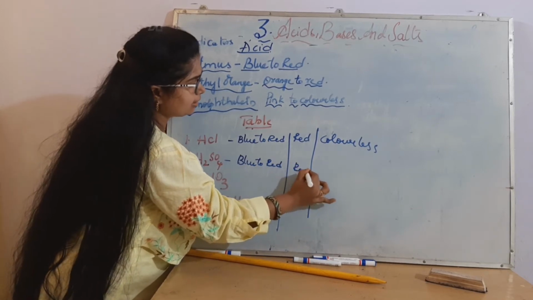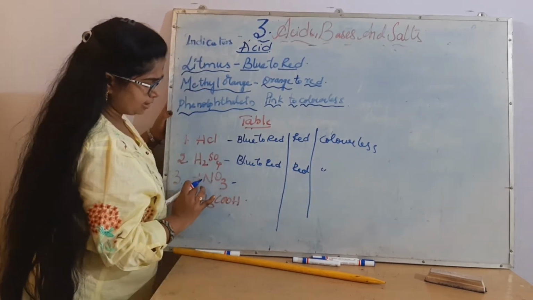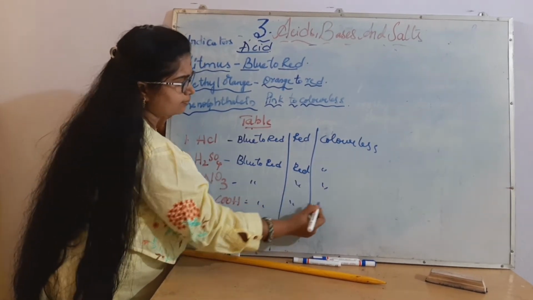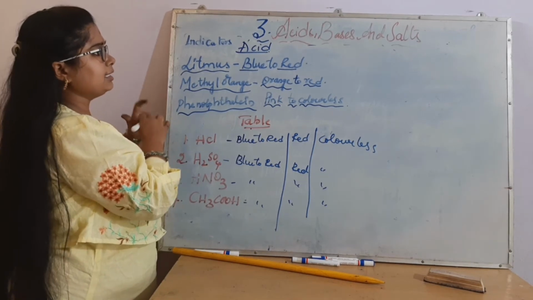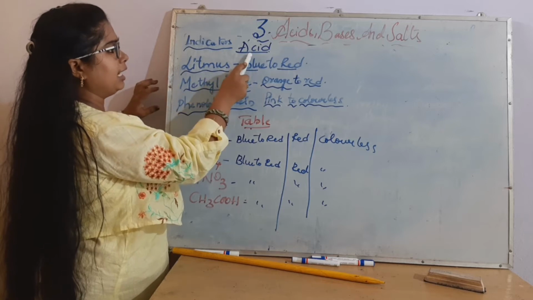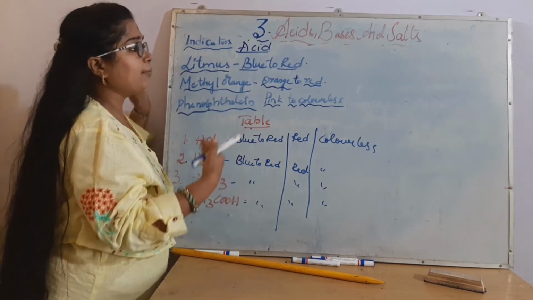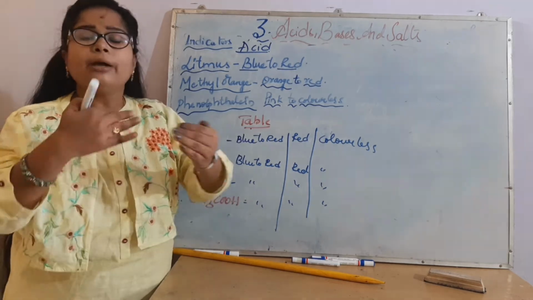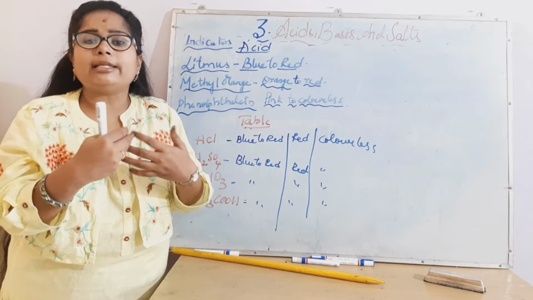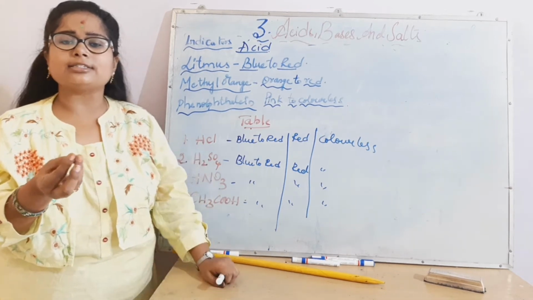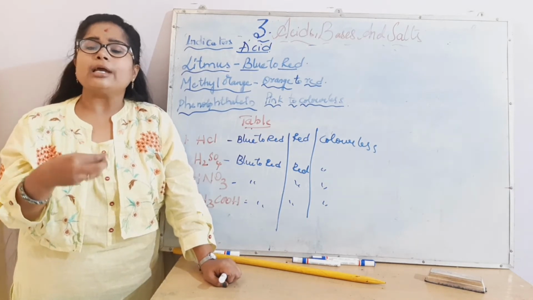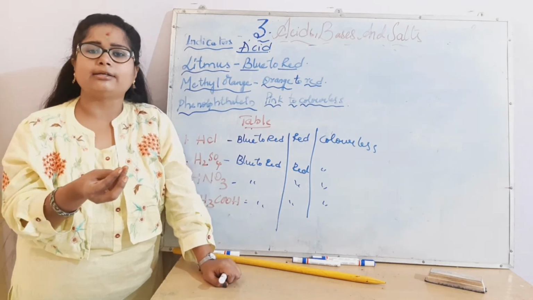It turns into red color, it's colorless. HNO3, the same. CH3COOH, the same. Got it? So, acid indicators, these are indicators. When they are added to the acid, they indicate by changing their color. By changing the color, they indicate that yes, it's an acid, or it's a base. When you add them to something, they'll change their colors. So by changing their colors, immediately you can know they are indicating it is an acid.